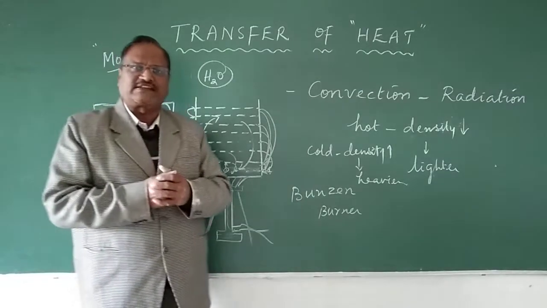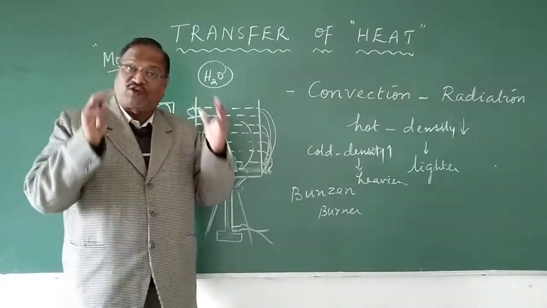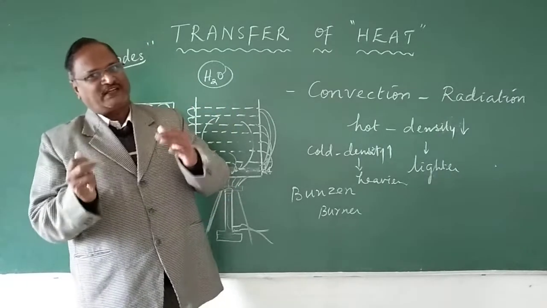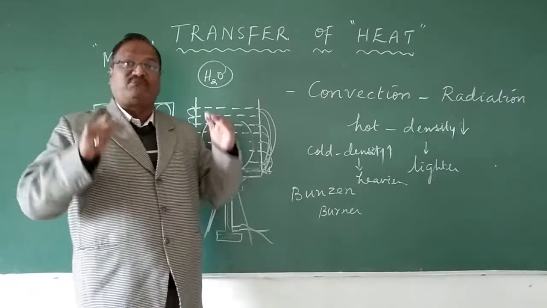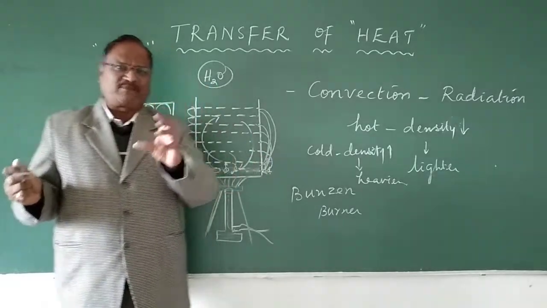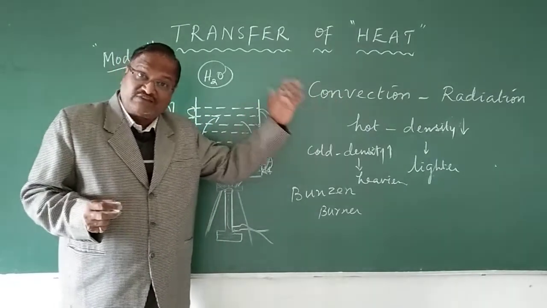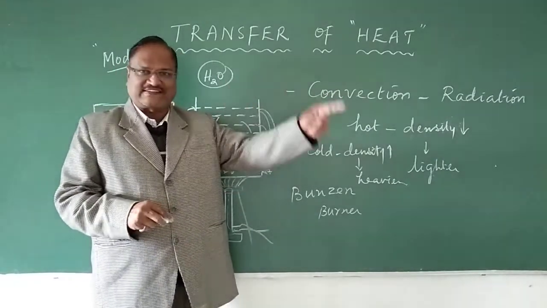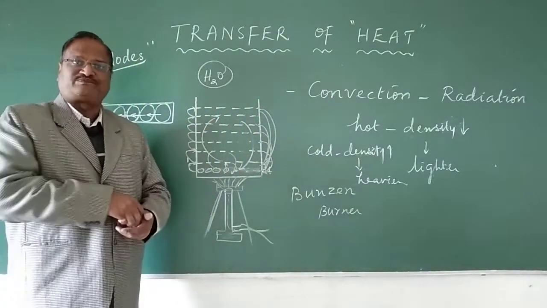You might have seen, for example, land breeze and sea breeze. That is because of convection. I will explain land breeze and sea breeze in a separate video because that will take more time. Just to give you an example, land breeze and sea breeze are also due to convection. There it is gases, air molecules, and here it is liquid.